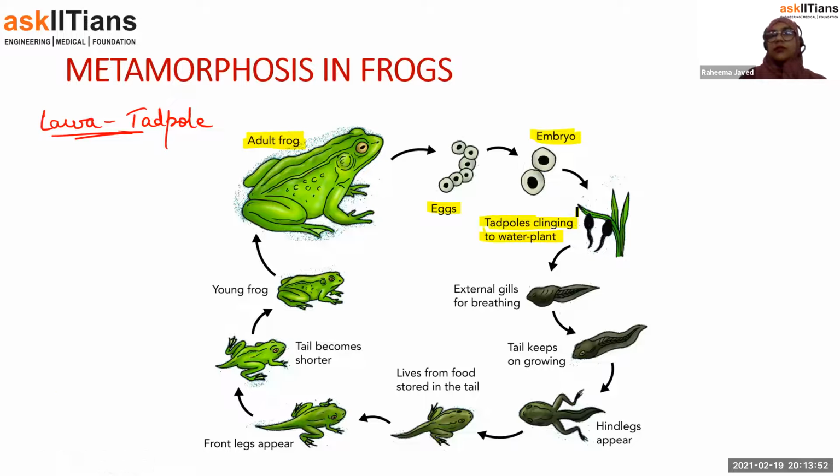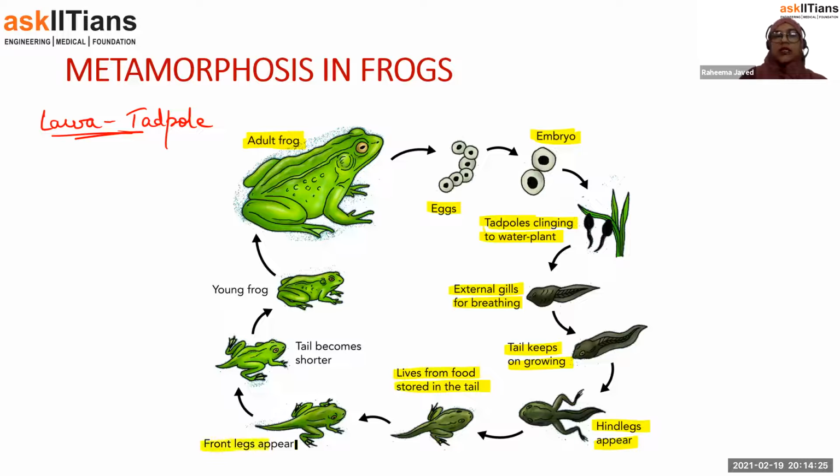So this tadpole is clinging to the water plants. It has an aquatic lifestyle. It simply lives inside the water and undergoes metamorphosis and then converts into an adult. Okay, so these tadpoles have external gills for breathing and the tail also, which keeps on growing. Okay, slowly the hind legs appear. Okay, and they then live from the food that is stored in the tail.